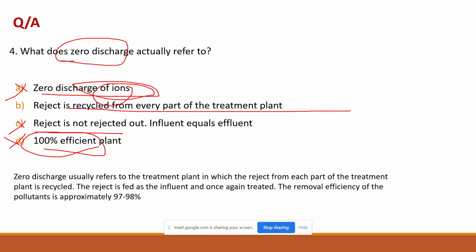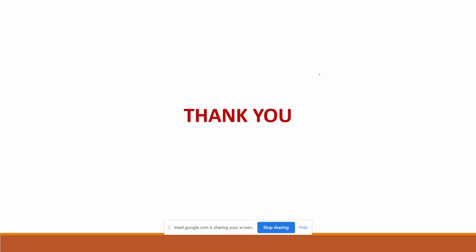So zero discharge means that the plant is actually not discharging anything. It is completely recycling. Okay. So zero discharge refers to a treatment plant in which reject is recycled. Okay. So the effluent which you are obtaining, you're again using it as an influent and you're recycling it. So that basically refers to zero liquid discharge.